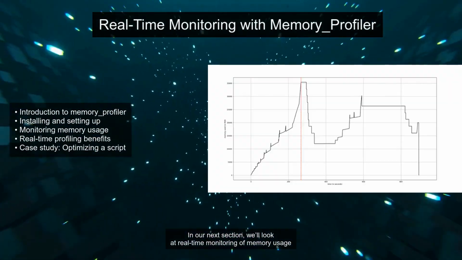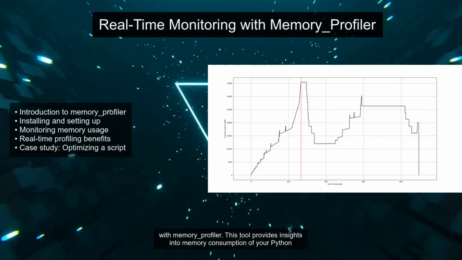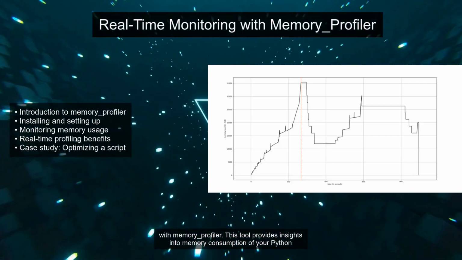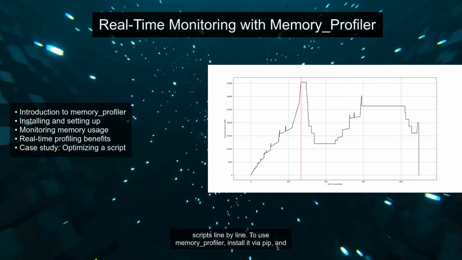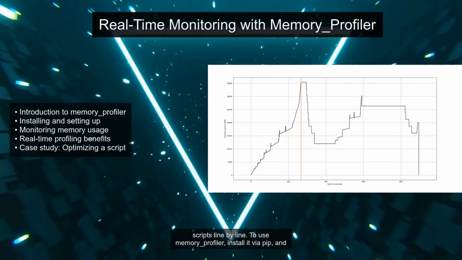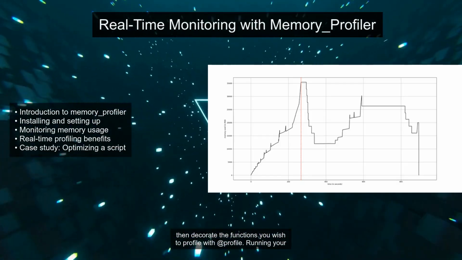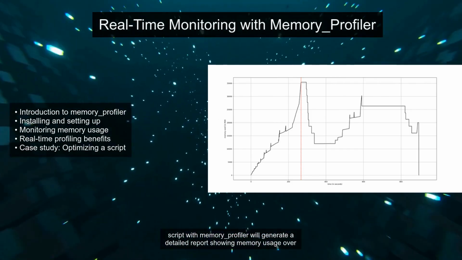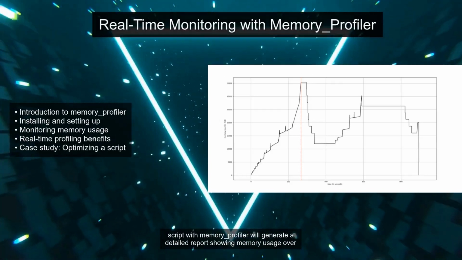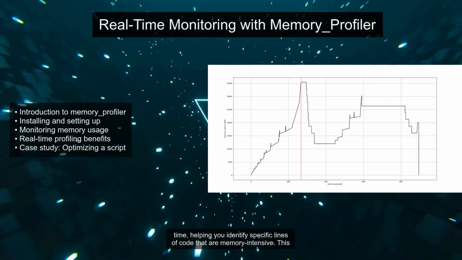In our next section, we'll look at real-time monitoring of memory usage with memory_profiler. This tool provides insights into memory consumption of your Python scripts line by line. To use memory_profiler, install it via pip, and then decorate the functions you wish to profile with @profile. Running your script with memory_profiler will generate a detailed report showing memory usage over time, helping you identify specific lines of code that are memory intensive.